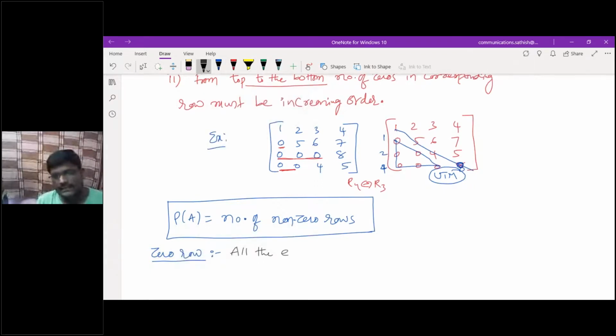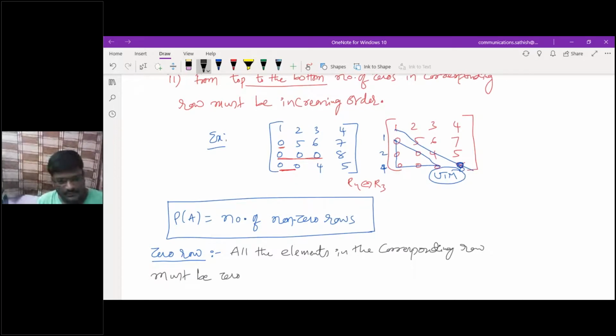Fourth row, sir. All the elements in the corresponding row must be zeros. Then only I can call that as what, ma? Then only I can call that a zero row.